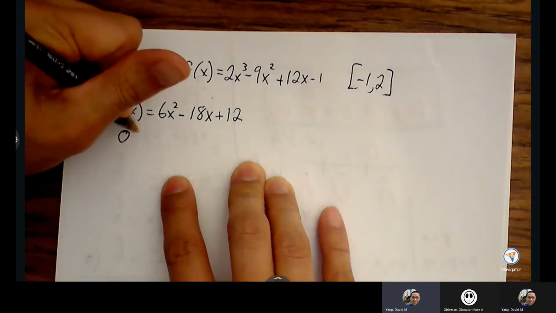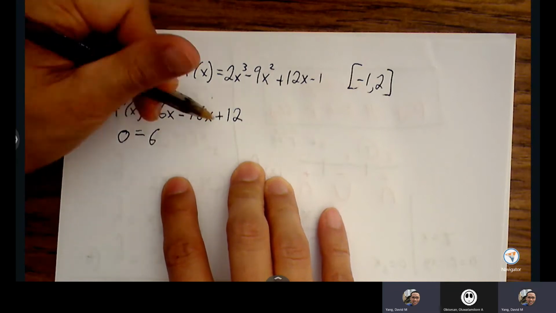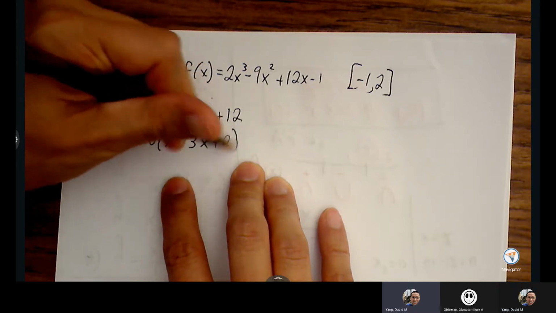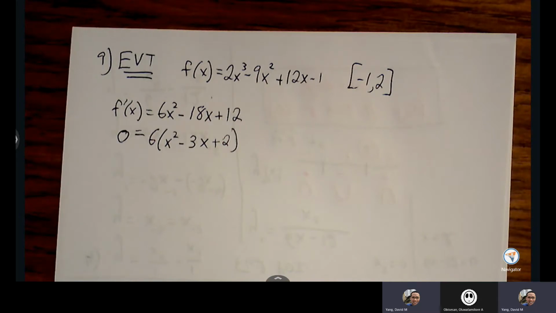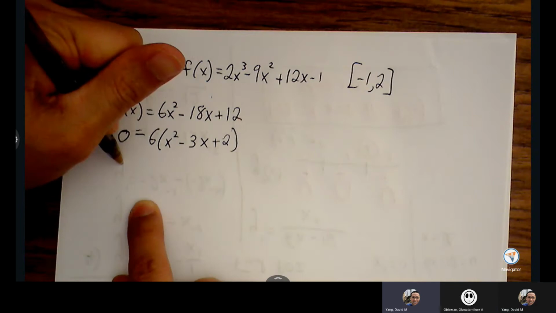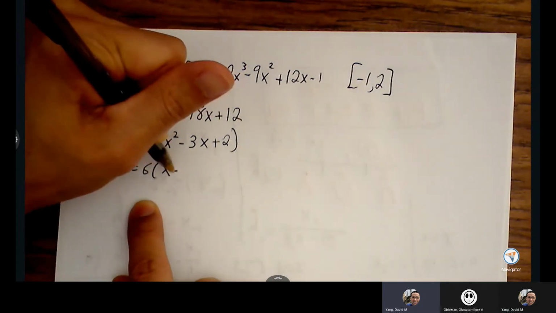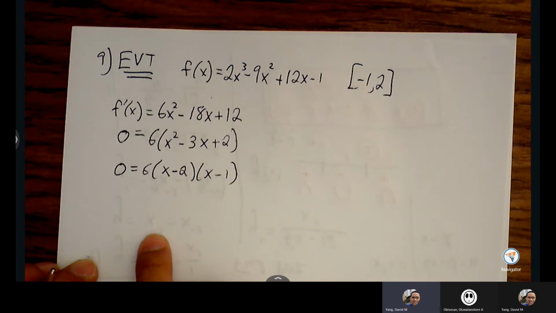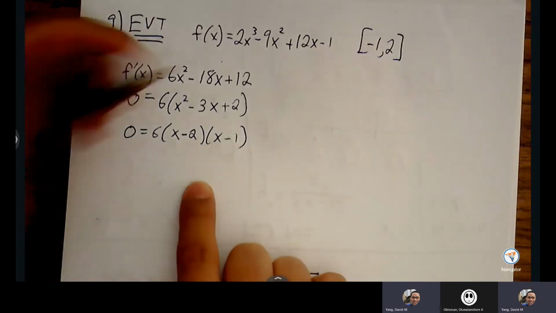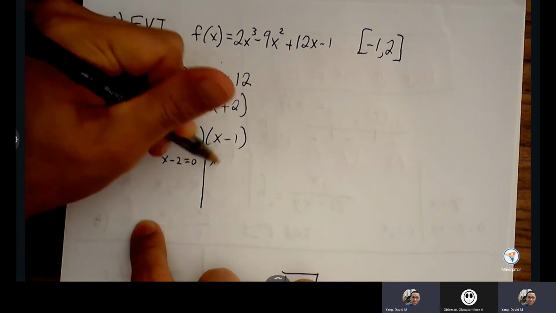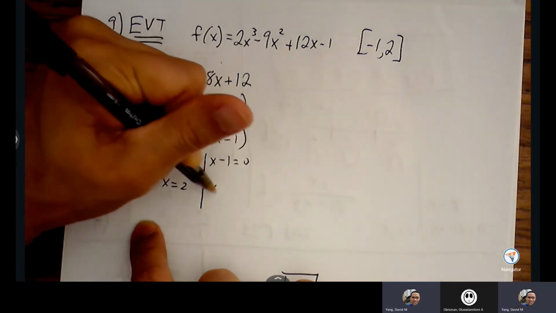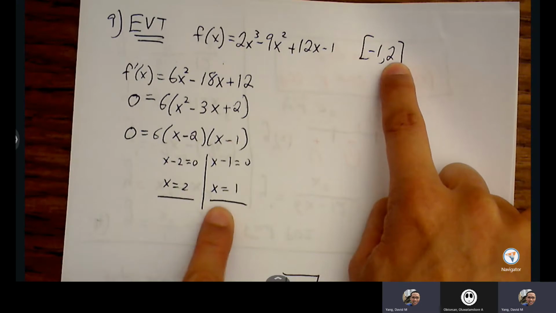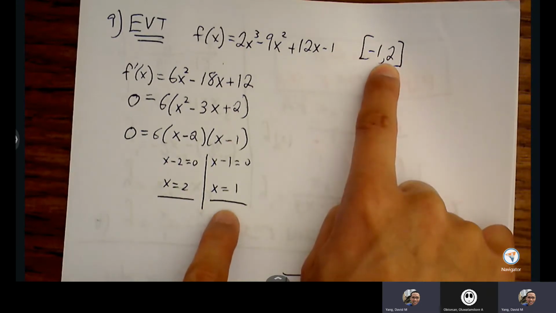Set equal to 0, and factor this out here. Continue factoring, multiplies to be 2, adds up to be -3. Solve for x minus 2 equals 0, x minus 1 equals 0. We get 2 and 1. So 2 is already an endpoint, so that's just a duplicate. So we'll just test it once. And then 1 falls nicely inside the interval, so we keep it. We're going to be involving this critical point.